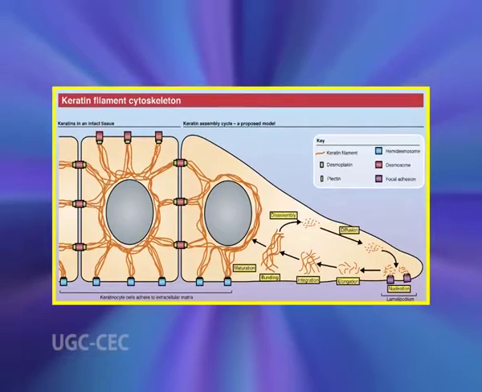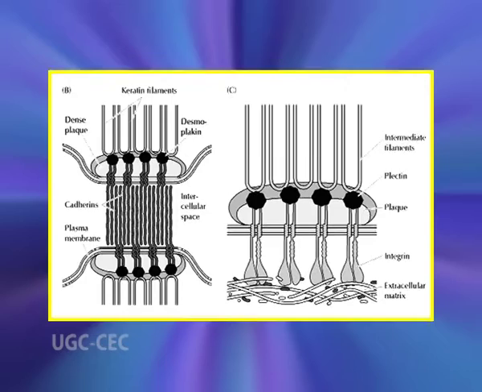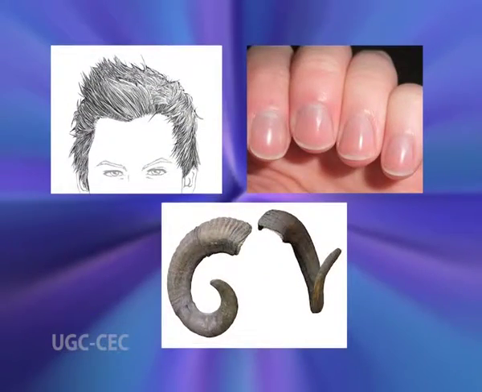Types first and second consist of two groups of keratins, each consisting of about 15 different proteins, which are expressed in epithelial cells. Each type of epithelial cell synthesizes at least one type first and one type second keratin, which copolymerize to form filaments. Some type first and type second keratins, called hard keratins, are used for production of structures such as hair, nails, and horns.